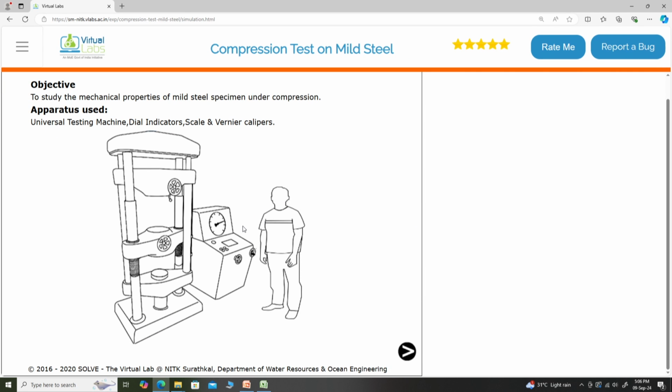So this is the universal testing machine. The objective is to study the mechanical properties of mild steel specimen under compression. Apparatus is universal testing machine, dial indicators, scale and vernier calipers.